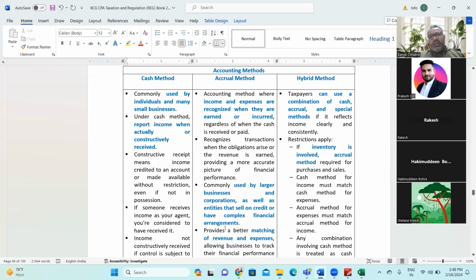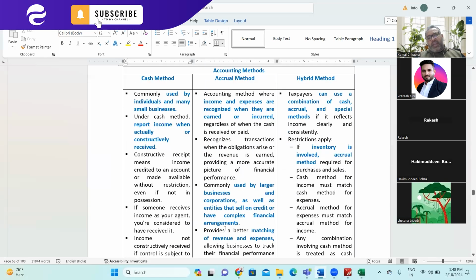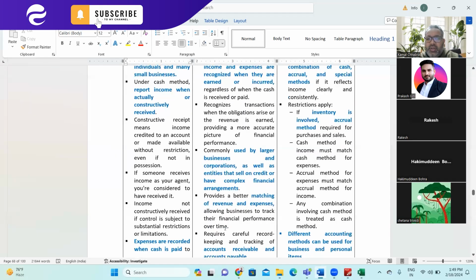Now coming to the hybrid. A taxpayer can use a combination of cash and accrual, a special method called the hybrid method of accounting, if it reflects income clearly and consistently. So more important is the consistent and clear representation of income and expenses. Restrictions apply: if inventory is involved, then the accrual method is required for purchase and sale. That means if inventory is the backbone of the business, then he or she has to follow the accrual method for inventory. That means purchases, sales, and inventory need to be recorded on an accrual basis.